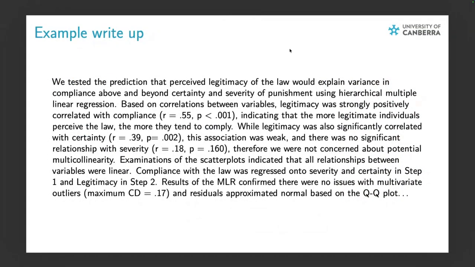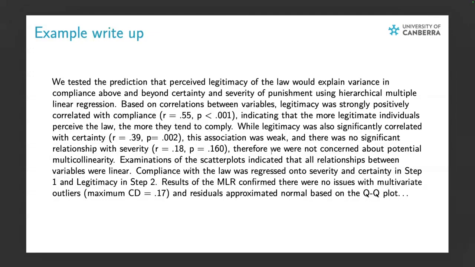Excellent. So the example write-up is we tested the prediction that perceived legitimacy of the law would explain variance in compliance above and beyond certainty and severity of punishment using hierarchical multiple linear regression. But we're going to start by talking about the correlation matrix. Based on correlations between variables, legitimacy was strongly positively correlated with compliance, and that's the Pearson's correlation there with the p-value, indicating that the more legitimate individuals perceive the law, the more they tend to comply. While legitimacy was also significantly correlated with certainty, this association was weak with 0.39, and there was no significant relationship with severity with p-value greater than 0.05.